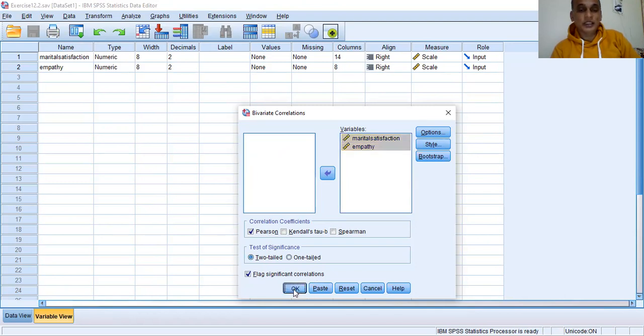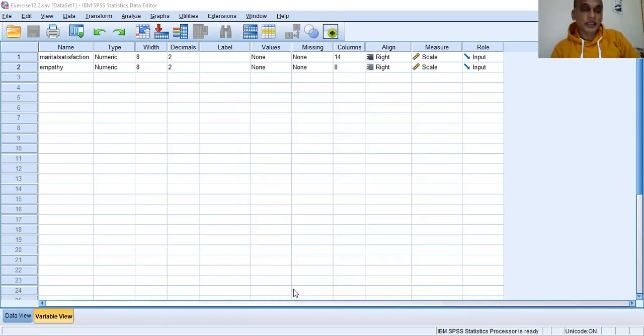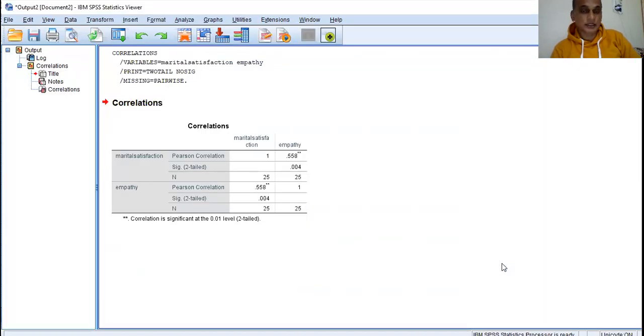I click on OK, and the moment I click on OK, I get my answer. So I'll show you that particular file. Here we are moving to the new share. I'm moving to the output, and here we are. So we have got the answer.